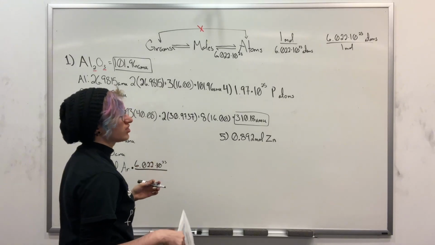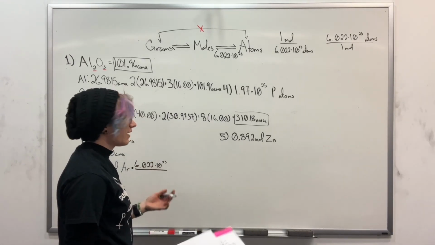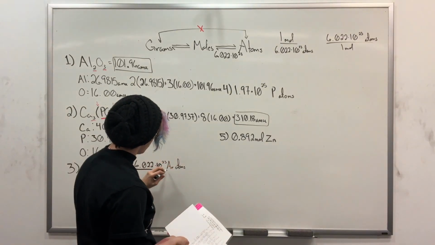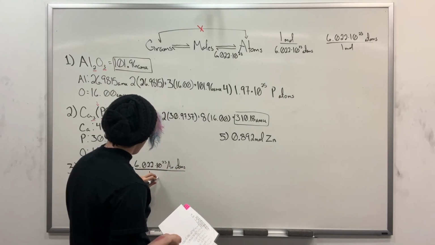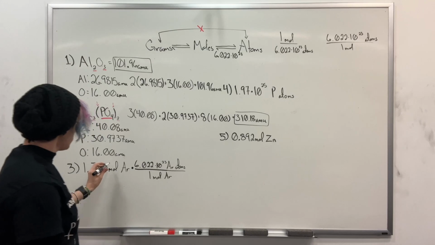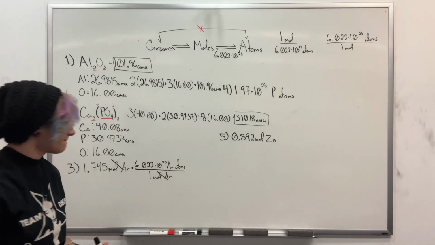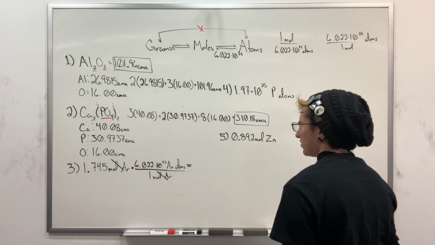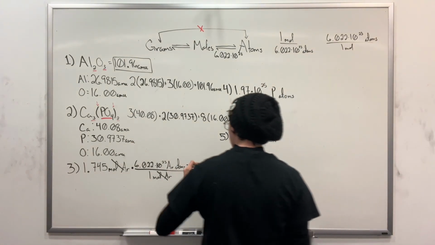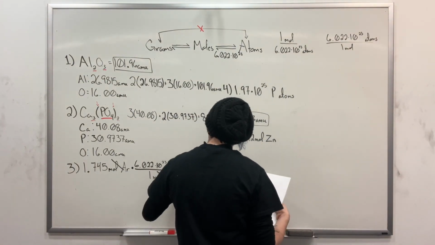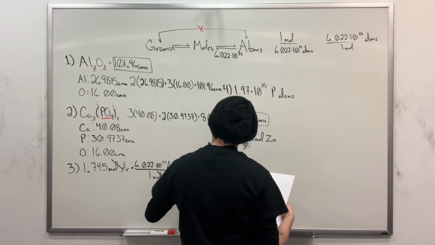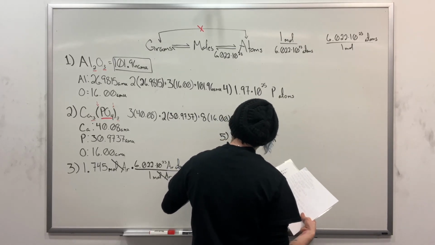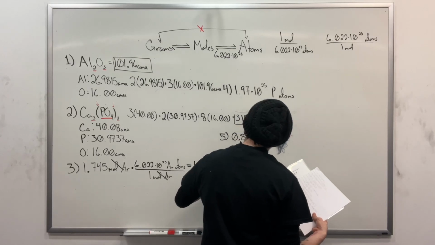And like we said before, moles is just a unit. You can have a mole of anything, and so we're going to label this as argon atoms for every 1 mole of argon. So now our units can cancel out like that. So 1.745 times 6.022 times 10 to the 23rd. When we have this many moles of argon, we have 1.051 times 10 to the 24th argon atoms.